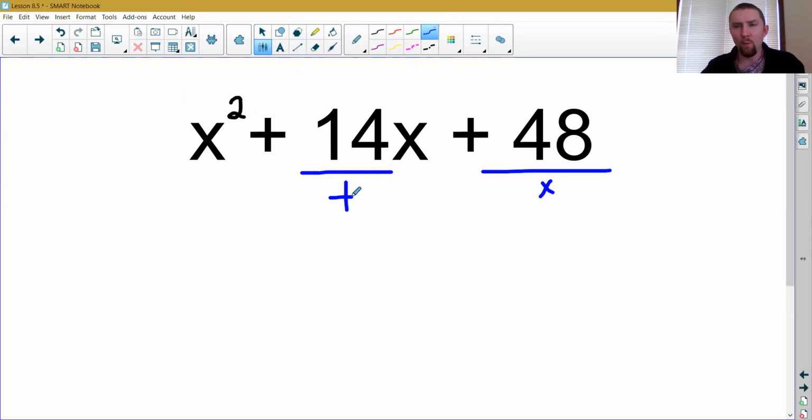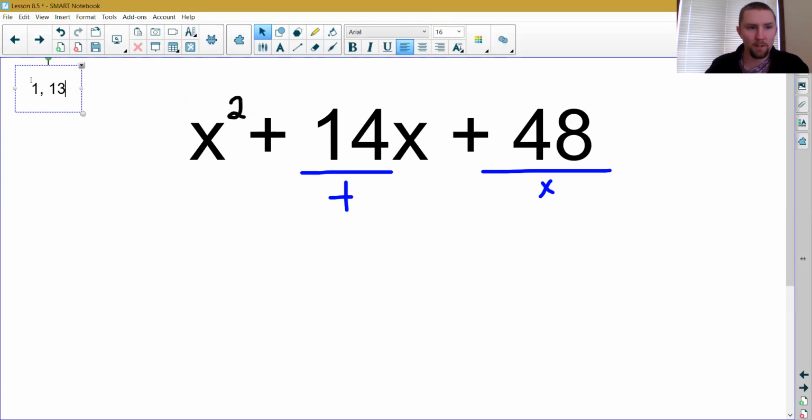Or we can look at what two numbers can add up to be 14, right? What two numbers could add up to be 14? Well, my first option, I suppose, would be 1 and 13. If I do 1 times 13, do I get 48? Nope, I don't. I get 13. What about 2 plus 12? That would also make 14. 2 plus 12. 2 times 12. Is that 48? No, that's 24.